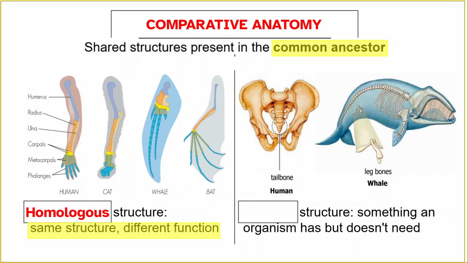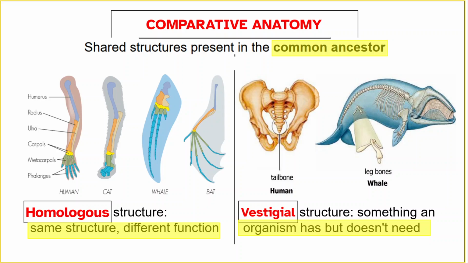Our second one is our vestigial structure. Remember, for your Spanish speakers, vestigial comes from the word viejo. It's old. So a vestigial structure is something the organism doesn't need anymore. It's something it used to need, but it doesn't need it anymore. So think about the pelvic bone in whales. It no longer has legs, but it still has a pelvis. Think about our tailbone. We no longer have tails, but we still have a tailbone. This is a vestigial structure.